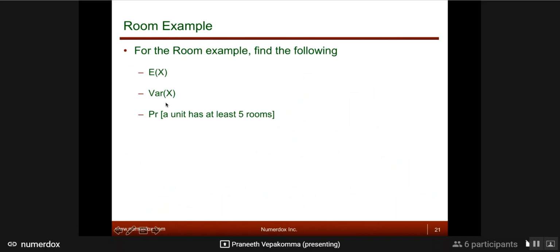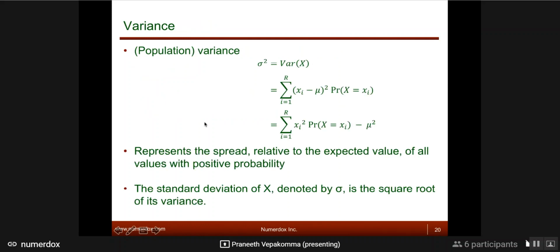Since I gave you the formulas for the expectation and variance, you can think about how to measure the probability that a unit has at least 5 rooms. So there are 3 questions, right? How do you compute expectation, variance, and the probability that a unit has at least 5 rooms? So how do you compute that a unit has at least 5 rooms?